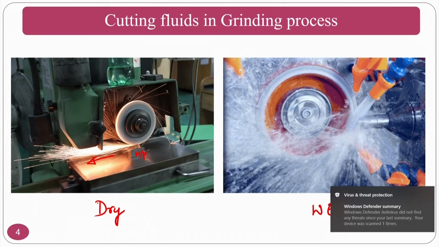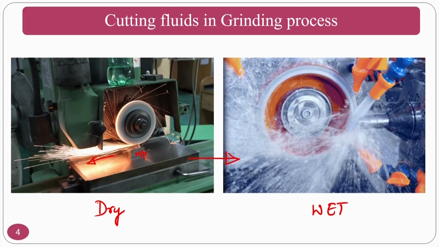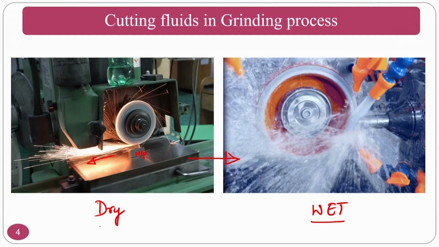For that purpose, instead of this, we will go for wet type. In wet type, what will happen? There also it will develop the spark like this, but it is nullified by the action of the cutting fluids. That is why you don't see much spark there, and whenever the spark falls in that region, it will try to evaporate or thermally crack, that we have seen in the previous classes. So, that is the difference between dry and wet.